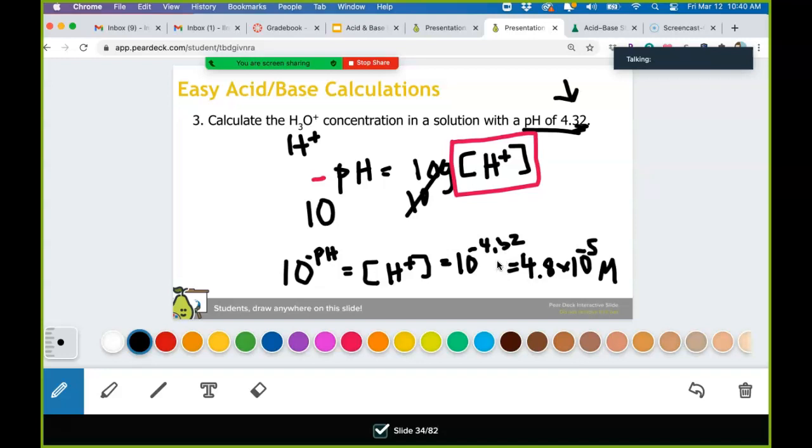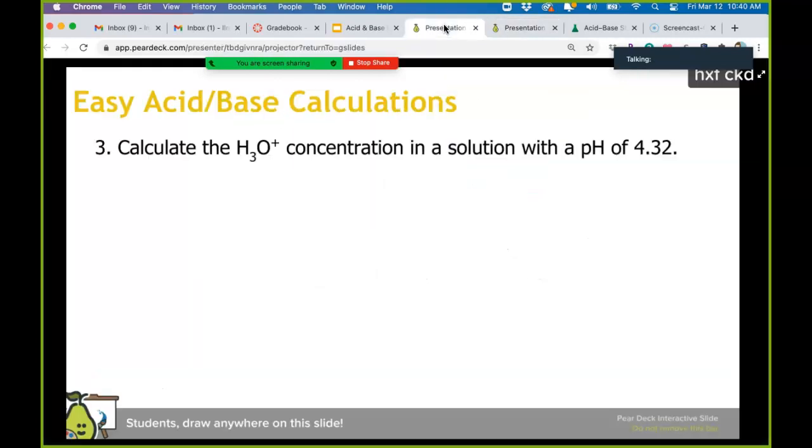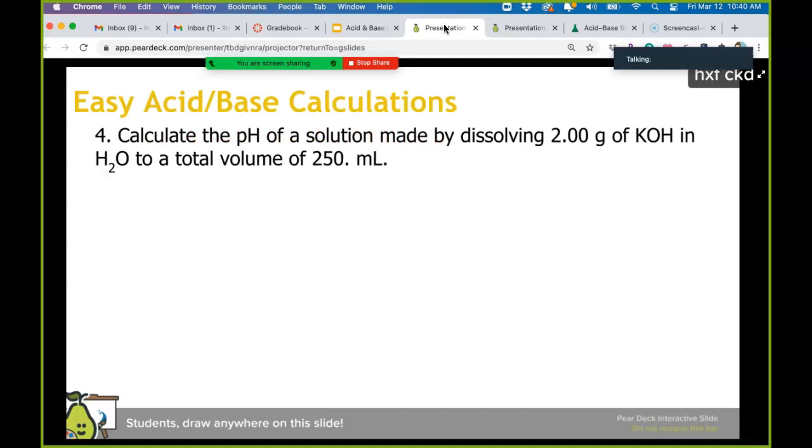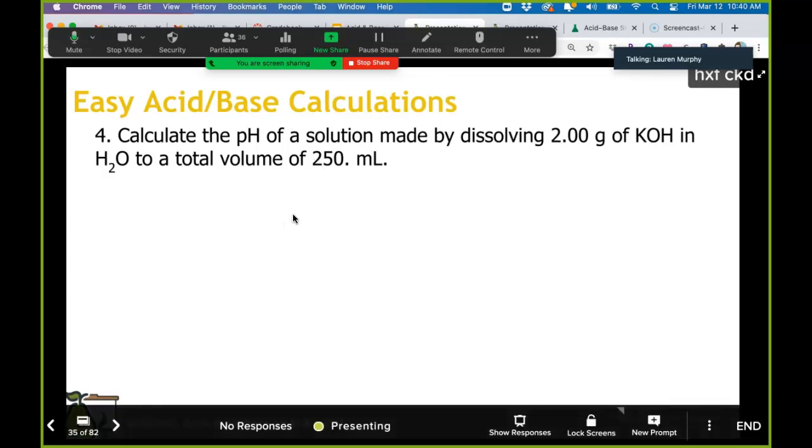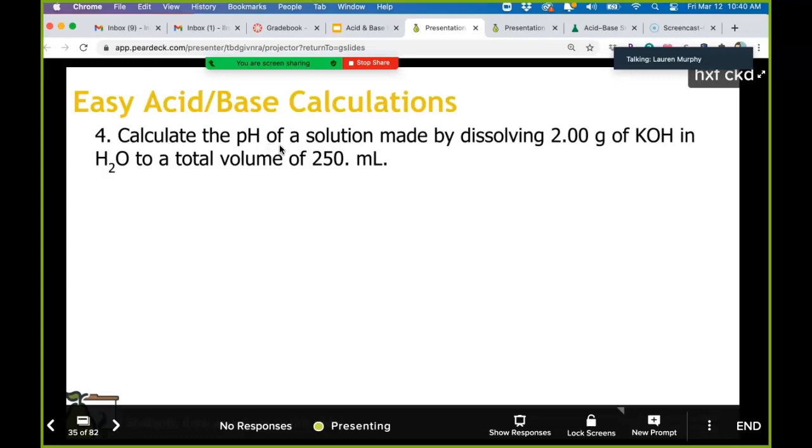Okay. This one asks you to make a solution. So they want you to find the pH, and you're preparing a solution by dissolving solid in water. So before we even go to find pH, what can we find with this? The grams of potassium hydroxide and volume. What can we find out about the solution? Concentration, okay? That's what you need to know. So how do you do that?